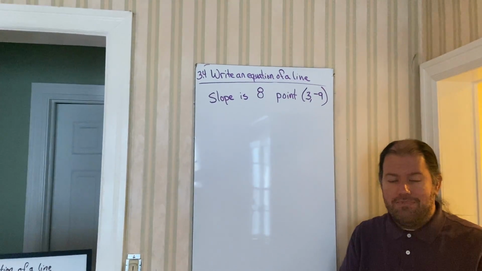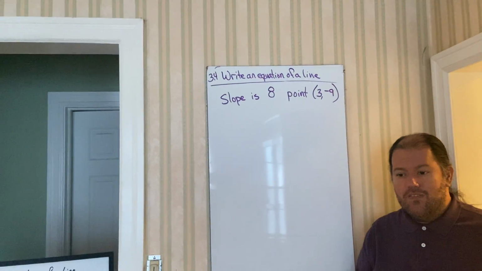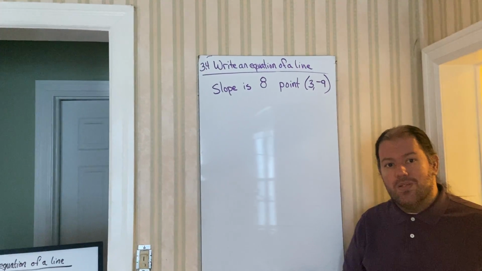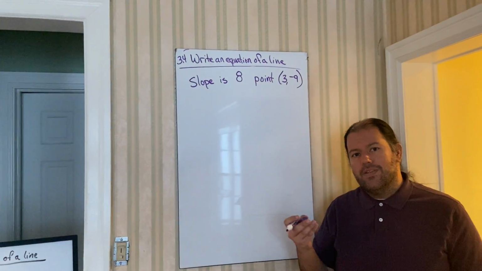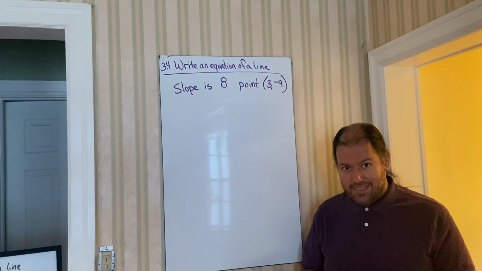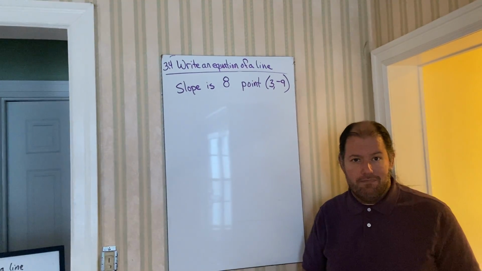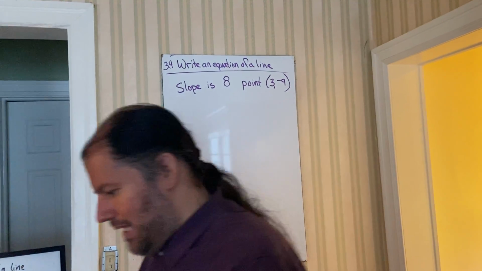The final topic in section 3.4 is how to write an equation. For these problems, they're going to give you an ordered pair and the slope, and we're going to use those two pieces to write an equation of the line. Now, how do we do that? Well, let's go over to our steps.